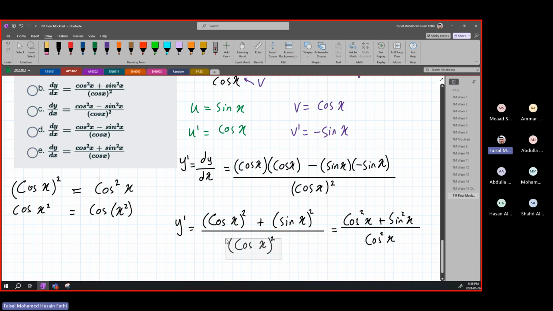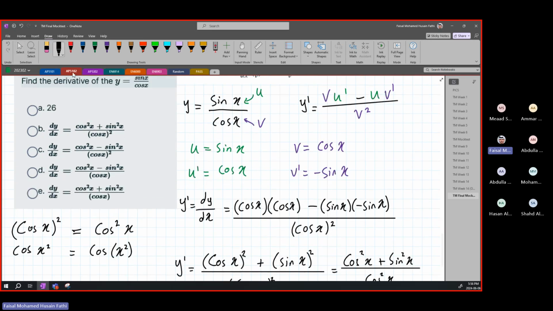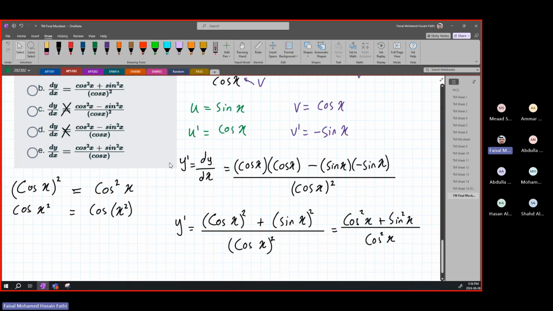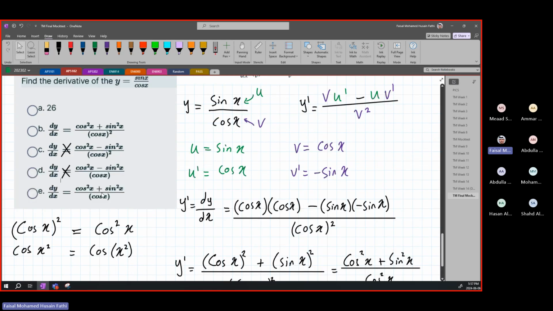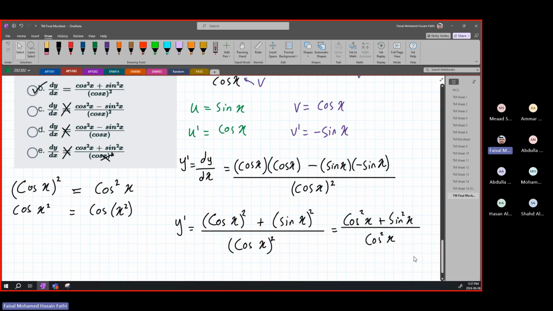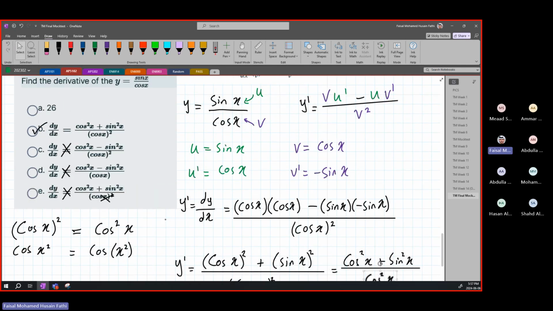It's the same, and you can either keep it in this form or this form. It depends on how it's given in the solution. The first thing we know is there's going to be a plus between them, so we know that this is wrong and this is wrong. And if you notice the difference between this and this, at the bottom there is no squared, so it is wrong. Here we have the squared, so this is correct. So it's cosine squared x plus sine squared x over cosine x all squared, which is either in this form or this form.